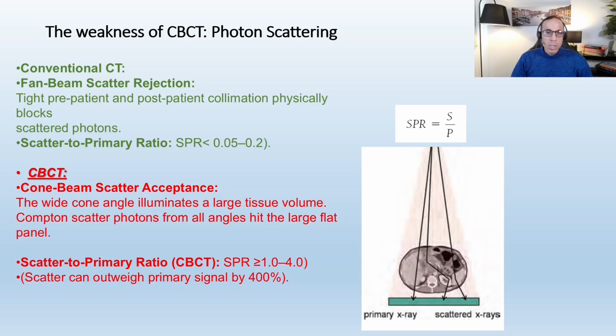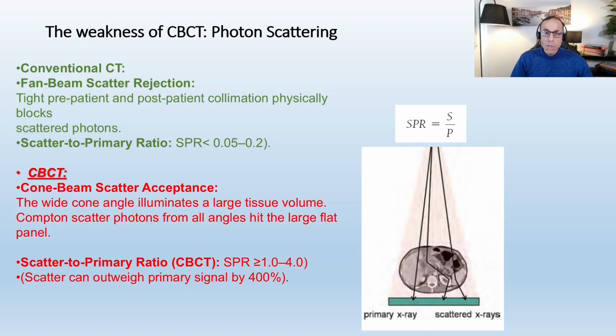Now let's address the single biggest critical challenge in cone beam CT imaging. It is photon scattering. In conventional CT, the thin fan beam collimation restricts the volume of irradiated tissue. Scattered photons simply miss the narrow detector array, resulting in a scatter to primary ratio of less than 20%. So, what is this SPR, or scatter to primary ratio? The amount of scatter detected in an image is characterized by the scatter to primary ratio, or scatter fraction.